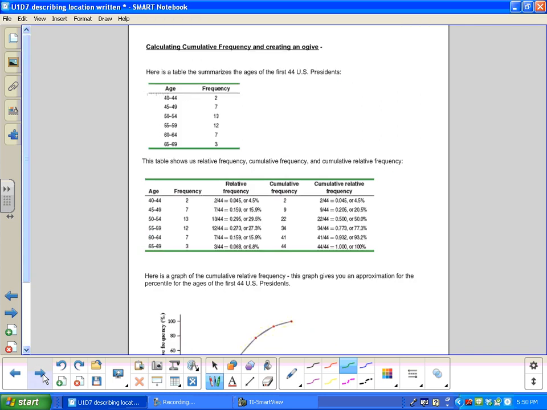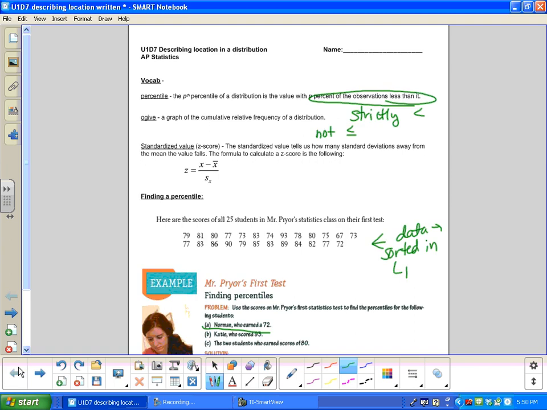Now let's talk about a few things. A graph that we can use to find percentiles is what's called an ogive. I think it's a really fun word to say. Not all books use this word, but I've used books who use it, and it's so fun. Ogive.